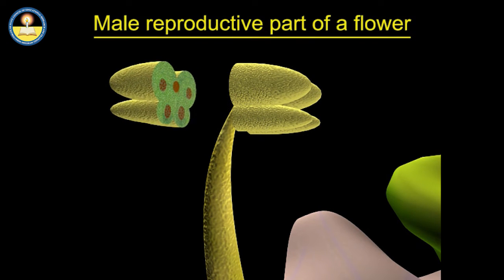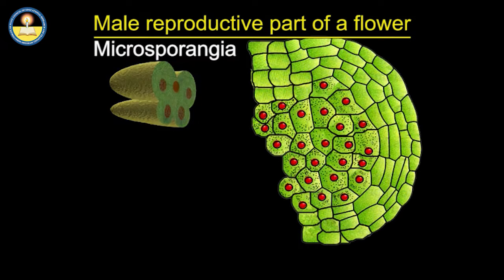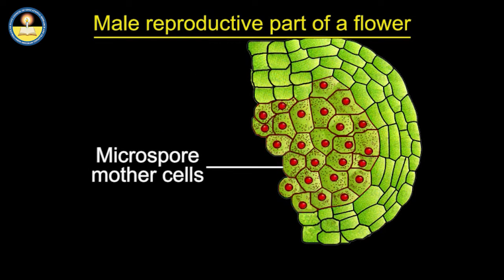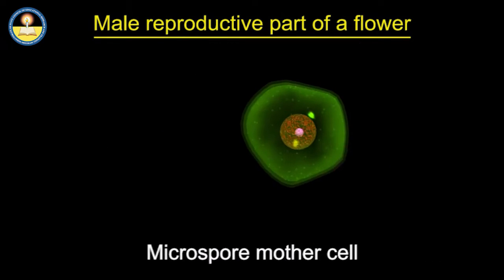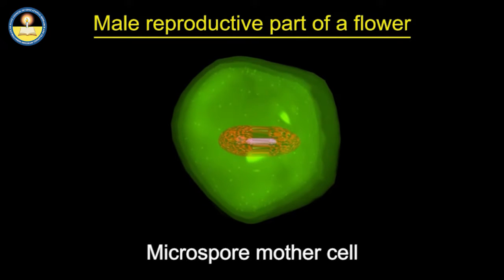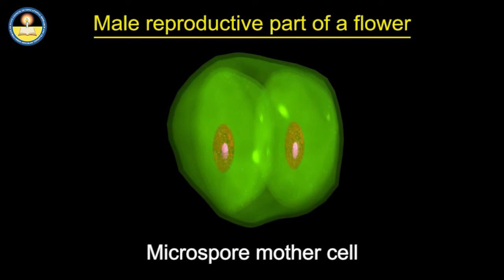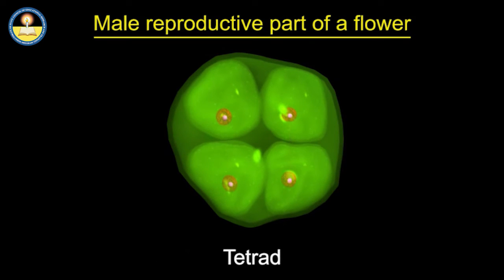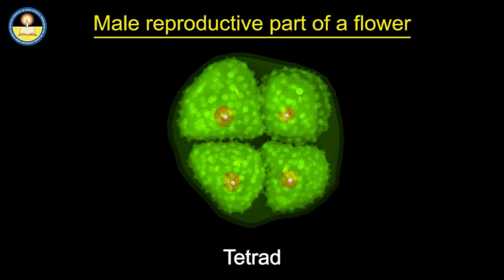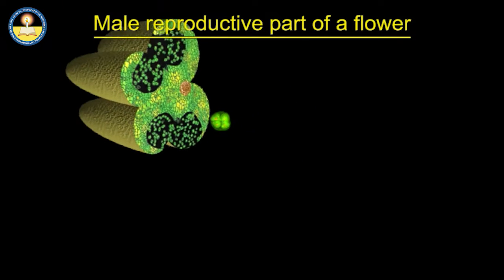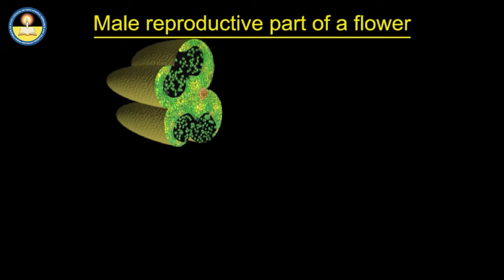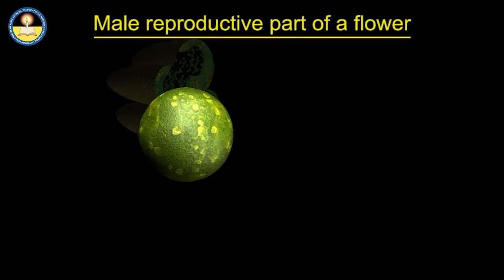Anther is a bilobed structure, each lobe having two chambers known as microsporangia. Each microsporangium has plenty of microspore mother cells. Each microspore mother cell divides meiotically to form 4 haploid microspores, and the structure is known as tetrad. Therefore, a typical angiosperm anther is tetrasporangiate. Each cell of the tetrad transforms into a pollen grain.